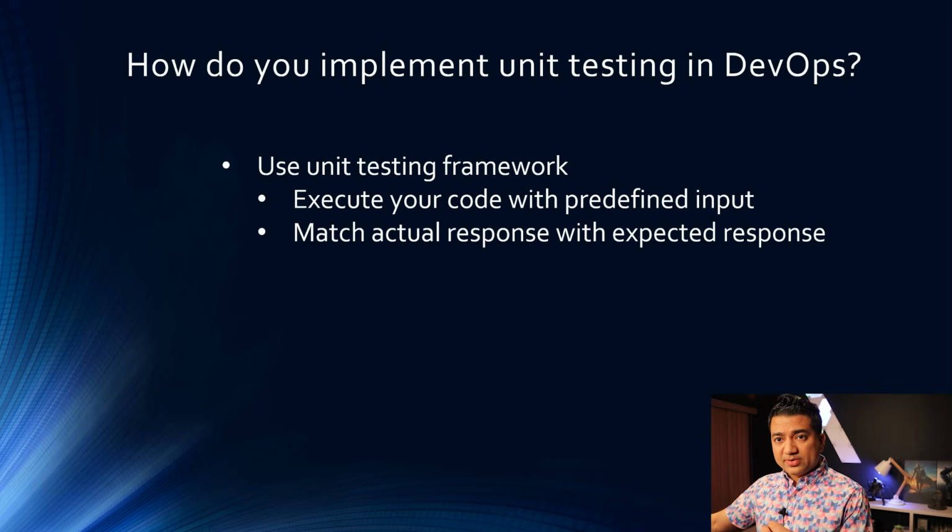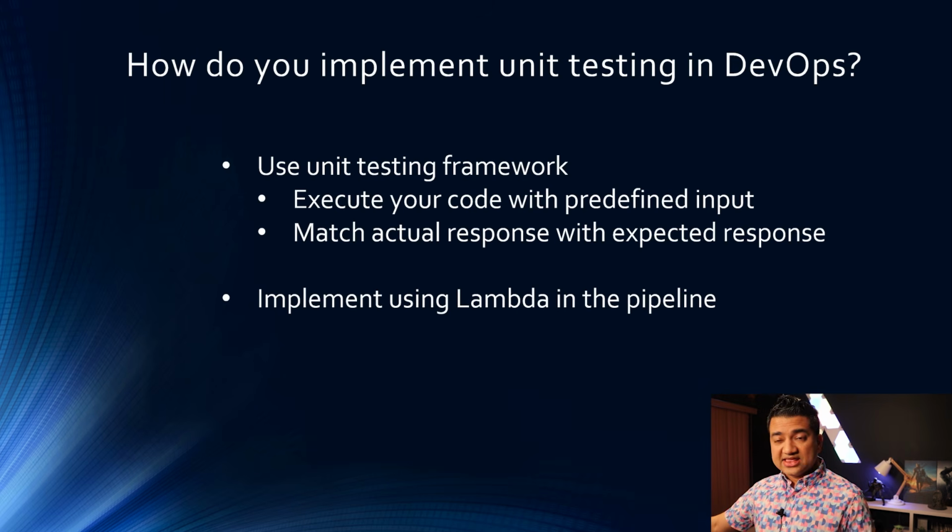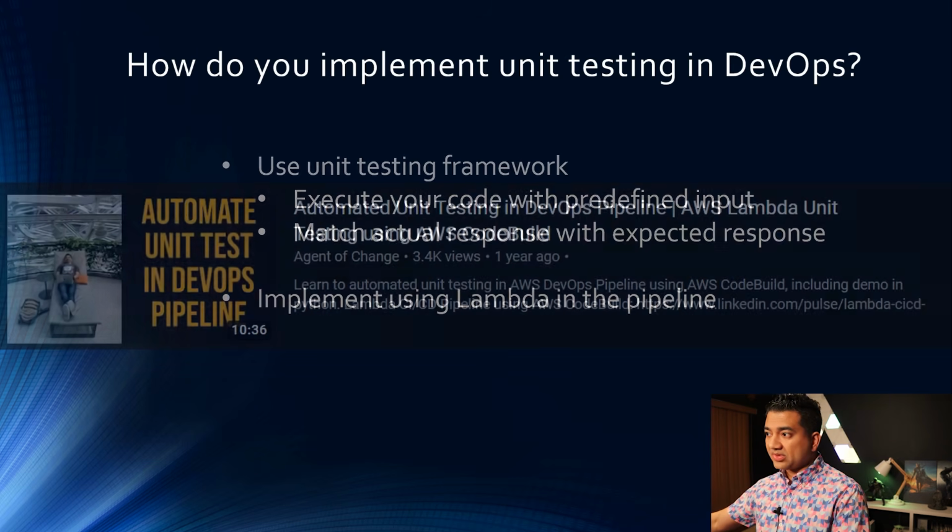And where do you implement this code? So one way I have done it is, in the pipeline, implement a Lambda, and this Lambda, using this unit testing framework, calls your actual code, match, compare, all that stuff, and either error out or pass.